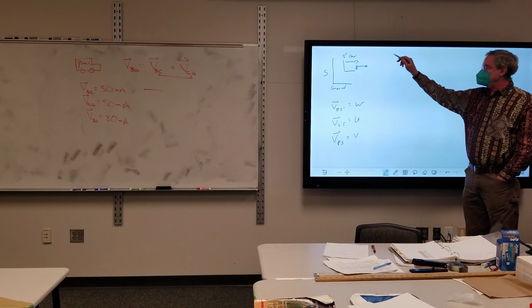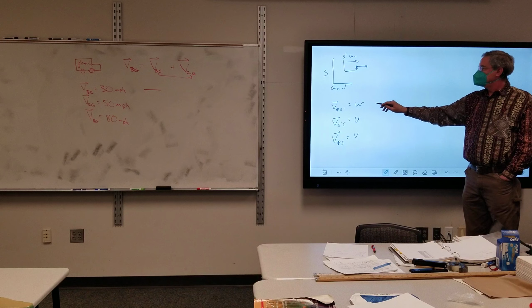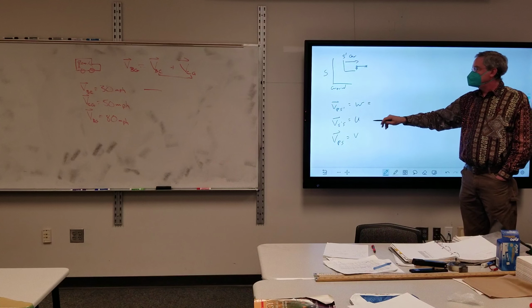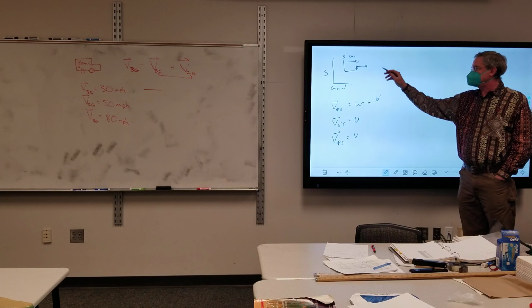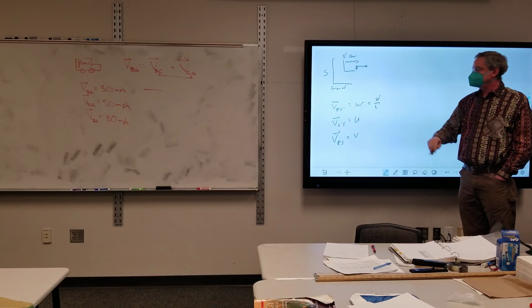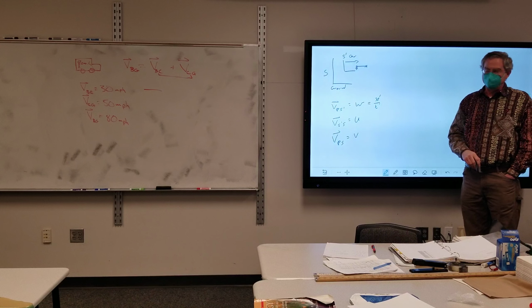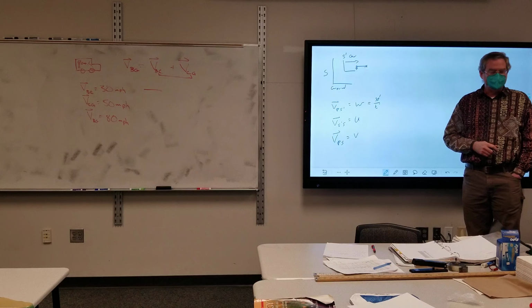Well, I know that this is from the S prime point of view, it would be whatever the distance S prime says it traveled divided by the time. So it's the prime point of view, so X prime over T prime.